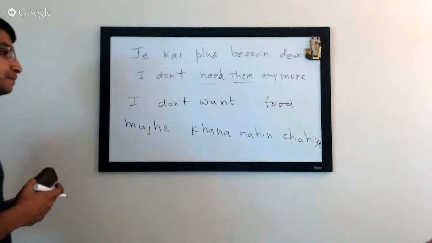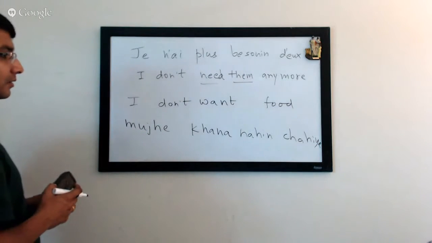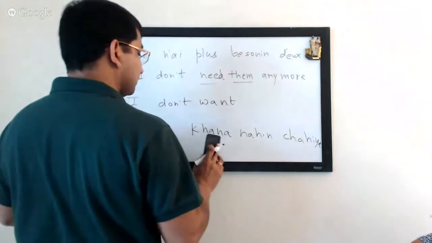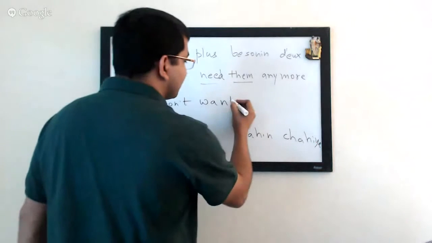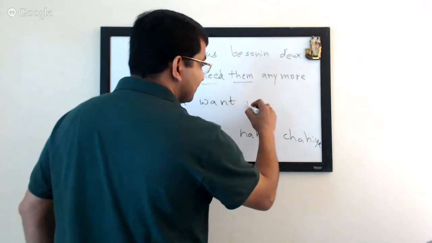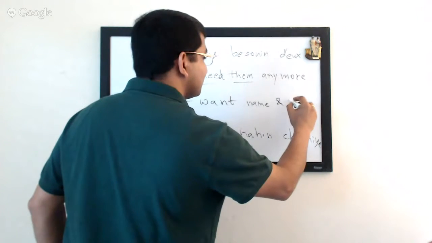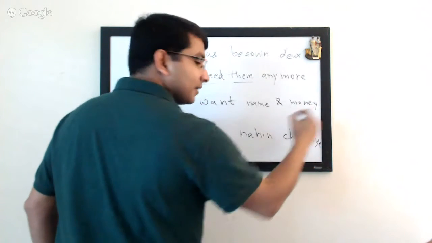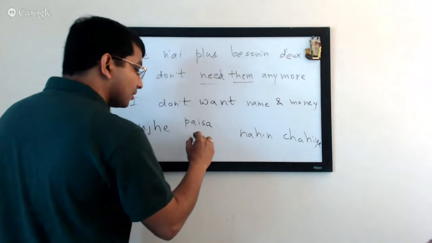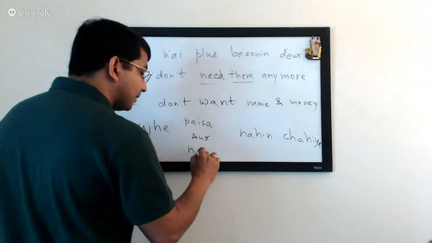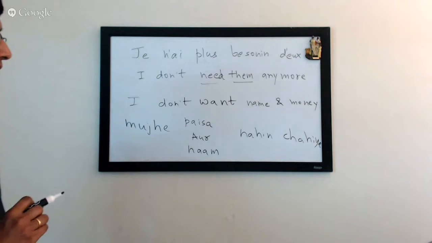Okay, so now think about two things that you don't want. Let's say you want to say, I don't want name and fame, right? Those are the things you don't care about, right? So you want to say, I don't want name and money. Good, right? So you'll say, मुझे पैसा और नाम नहीं चाहिए. Right. Okay. मुझे पैसा और नाम नहीं चाहिए.